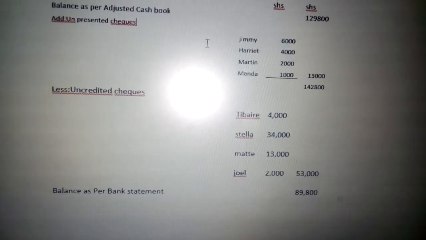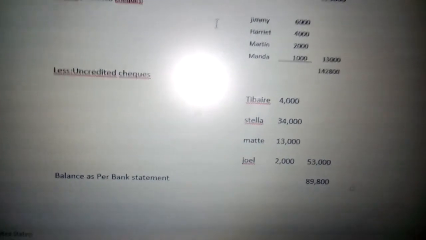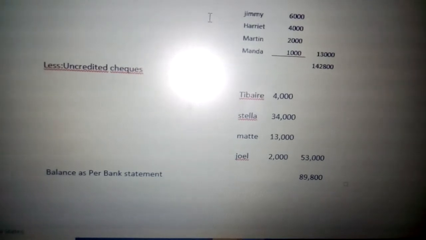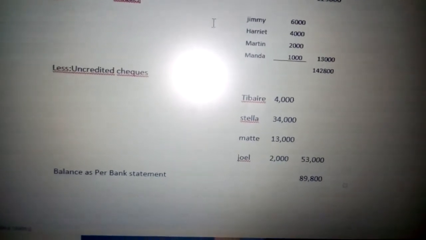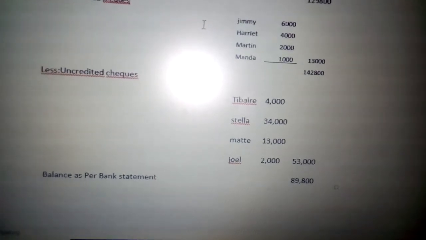And we are saying we are lessing it, subtracting it. So we are going to less 53,000 from 142,800. And guess what is the balance? The balance is 89,800. So when we get the total of unpresented checks and the balance as per adjusted cash book, and then we less uncredited checks, what we get, that total must be similar to the balance as per banker statement.